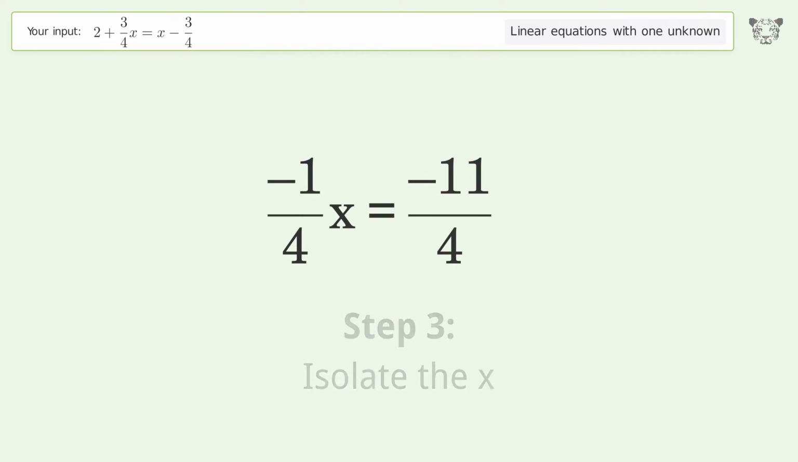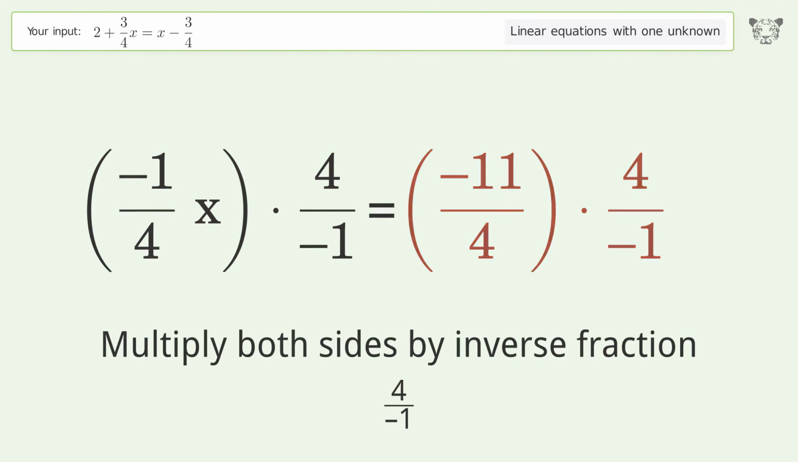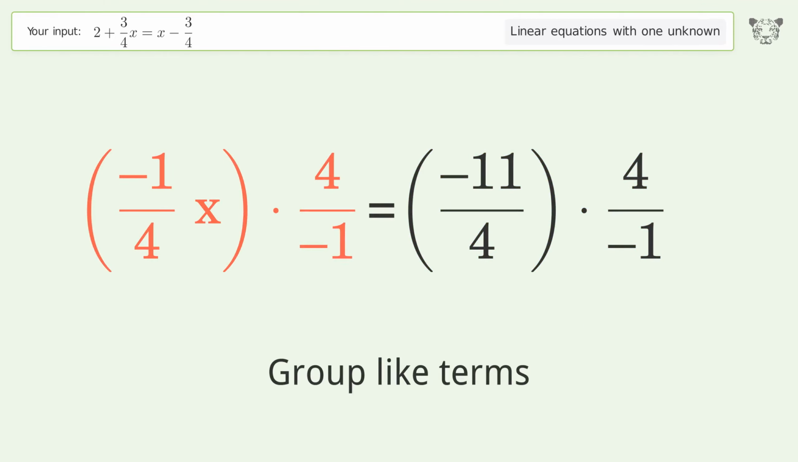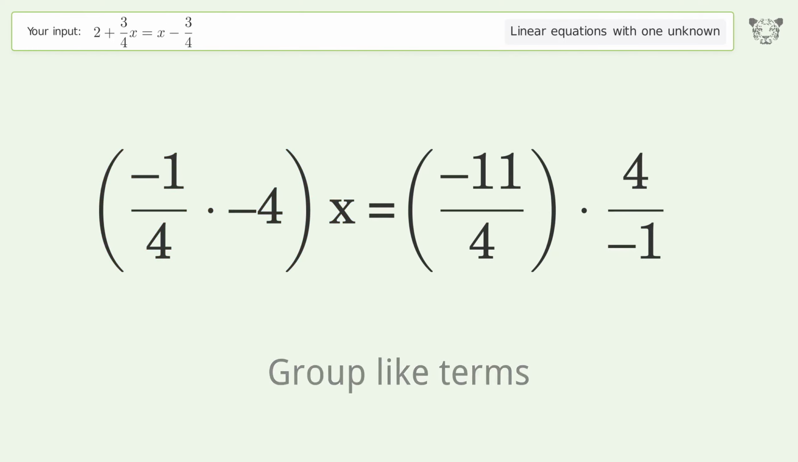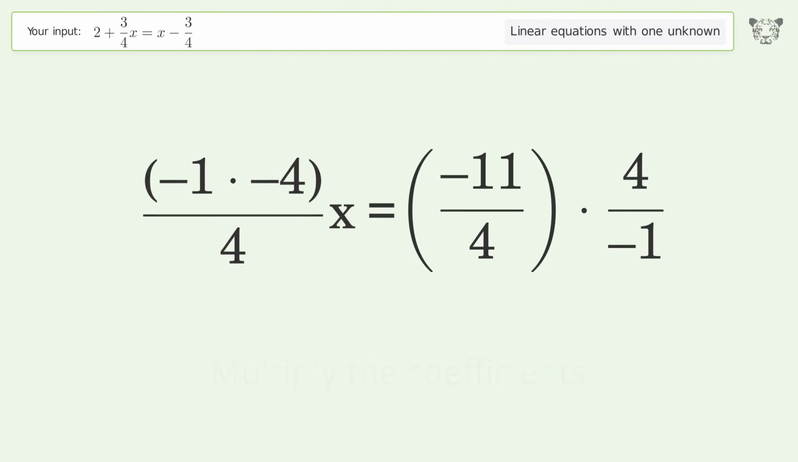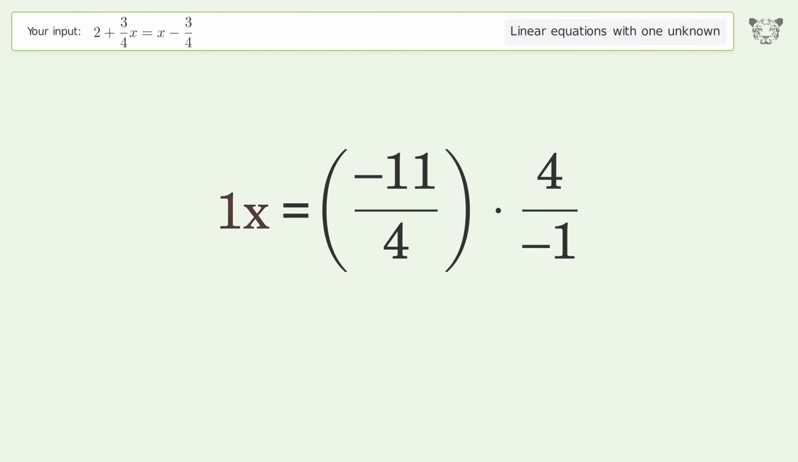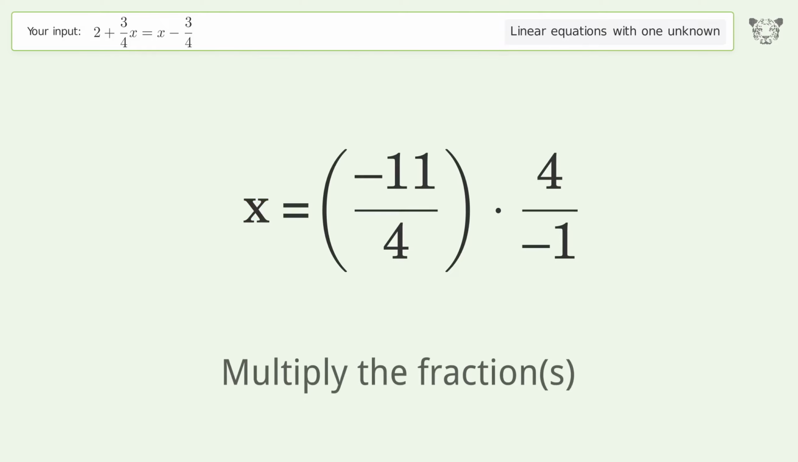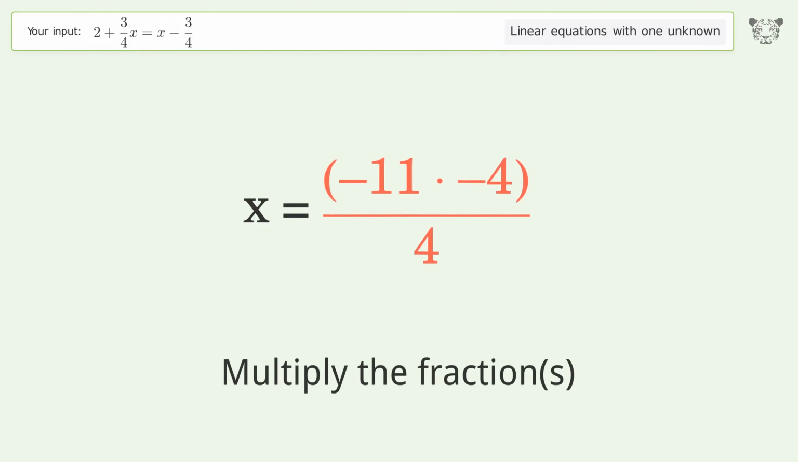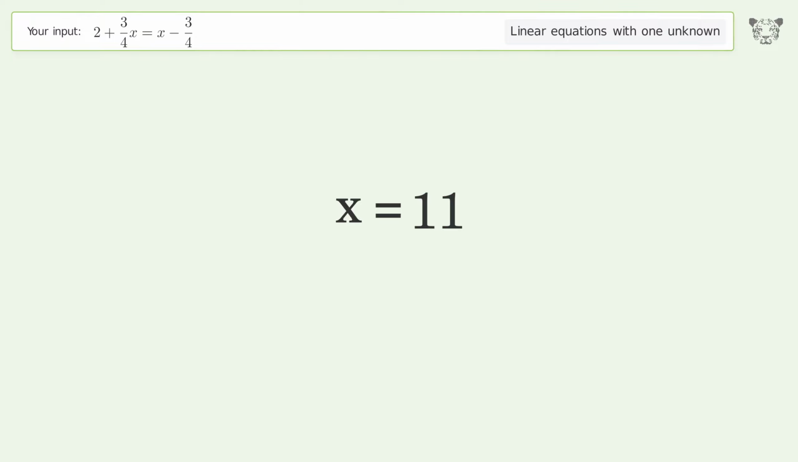Isolate the x. Multiply both sides by inverse fraction 4 over -1. Group like terms. Multiply the coefficients. Simplify the arithmetic. Multiply the fractions. Simplify the arithmetic. And so the final result is x equals 11.